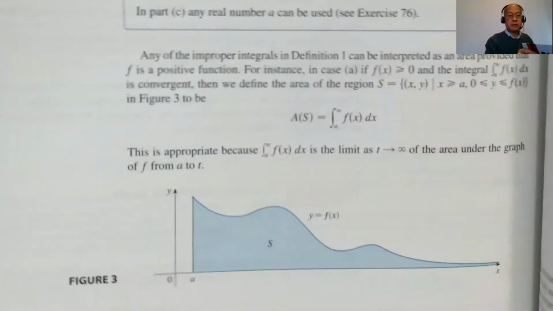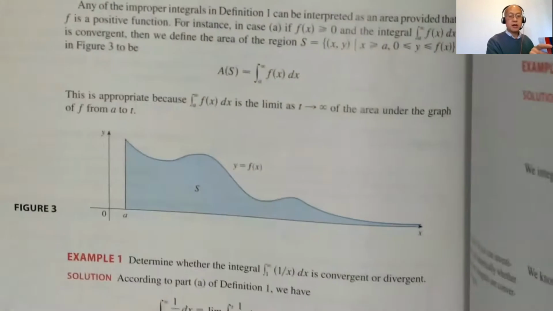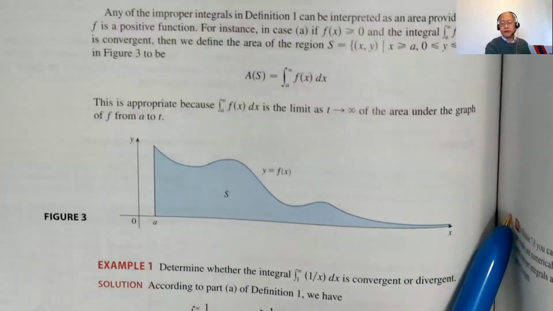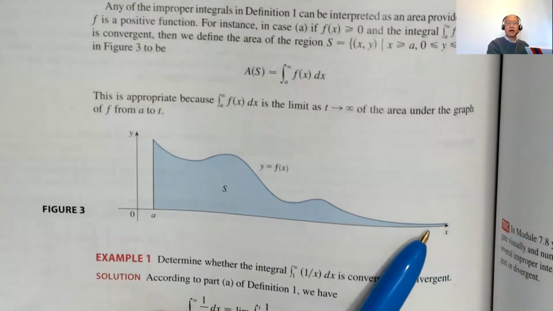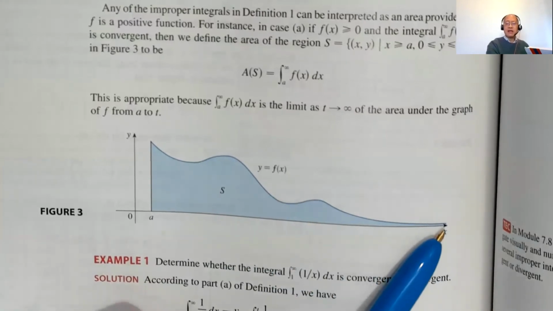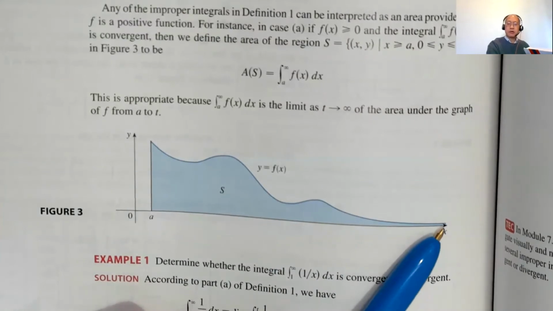So maybe the picture is something like that. Figure 3 on page 528, from a to infinity. So you just keep going forever. Right? On the one hand, you might say there's going to be an infinite amount of area because you're going forever out. But in this case, maybe not, because maybe you have a picture like this where you're getting a smaller and smaller amount.